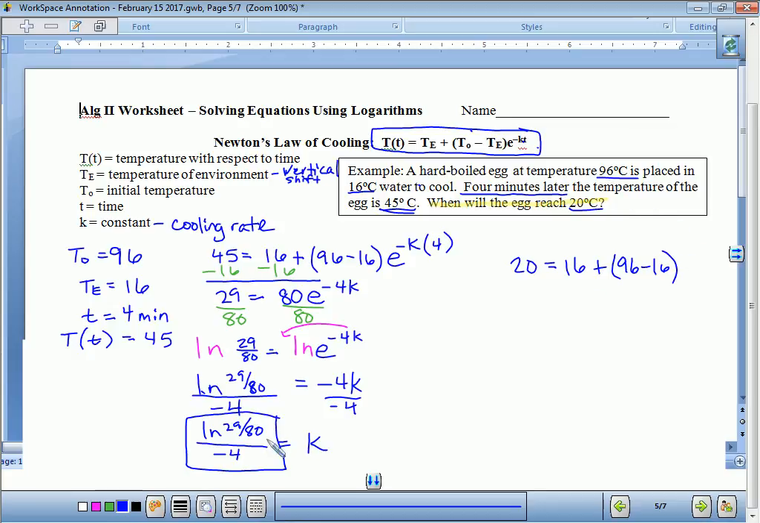So this is our K. Now this says e to the negative K. Guys, do you see this has a negative and this has a negative? And what happens to the negatives? They cancel. The opposite of this makes it positive. So e is going to be raised to the ln of 29 over 80, divided by 4 times t.